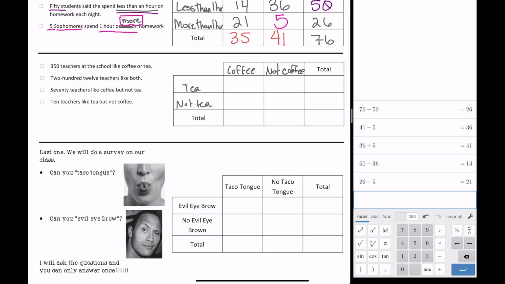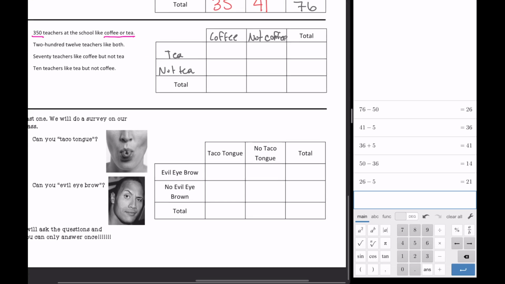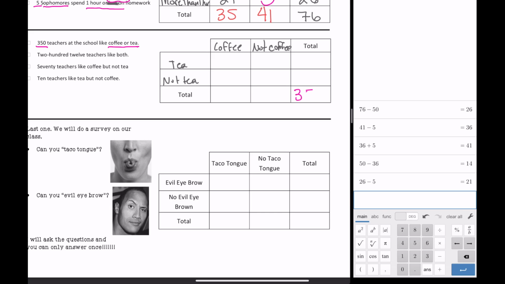All right, so we have 350 teachers like coffee or tea. So this is actually going to be your super total, 350, because it doesn't say and, it says or. So that's how we know it's a super total, because it didn't specify exactly. Is that a little confusing? Sure is. Would I put that on your quiz or test? Probably not. Do I like to make you think during your notes? Yes, I do.